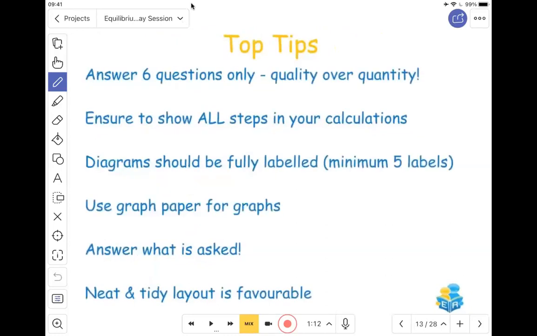So some top tips in general: it's quality over quantity. You should answer 6 questions only. If you are doing an extra one, I would say 7 at most, okay? Because again, every time you do a question that is beyond the 6, some of the work that you've done isn't going to be counted in your marks.